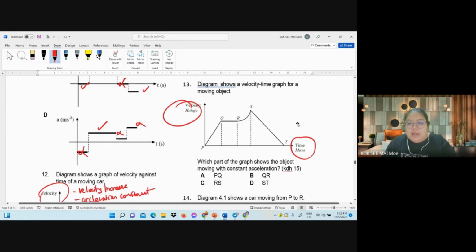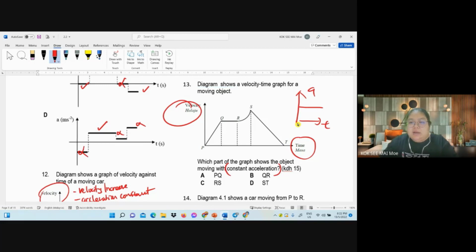Okay, for the moving object, let's see which one is a constant acceleration. Constant acceleration AT graph should be like this. The VT graph should be this one. So we only get P to Q, it's straight up. So the answer is A.